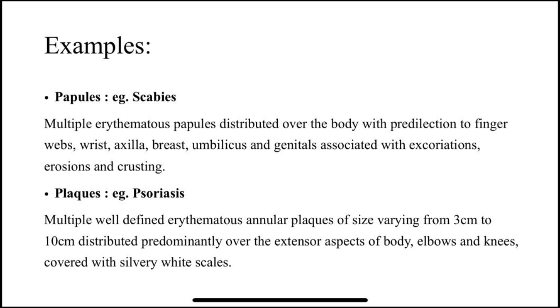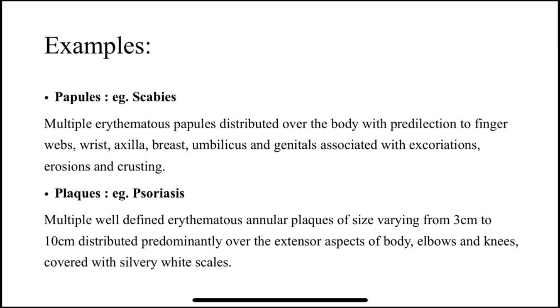Coming to some examples of a description of lesion. For papules, example scabies. A characteristic scabies lesion can be described as multiple erythematous papules distributed over the body with predilection to finger webs, wrist, axilla, breast, umbilicus and genitals associated with excoriations, erosions and crusting.